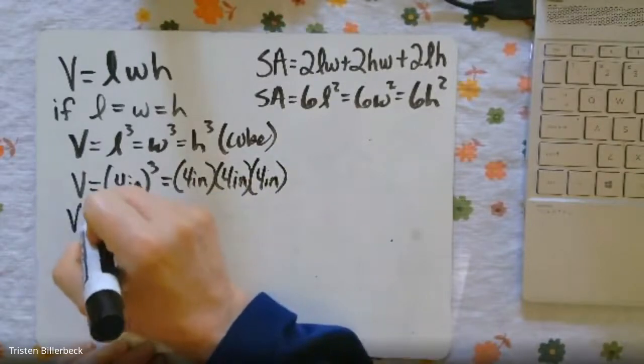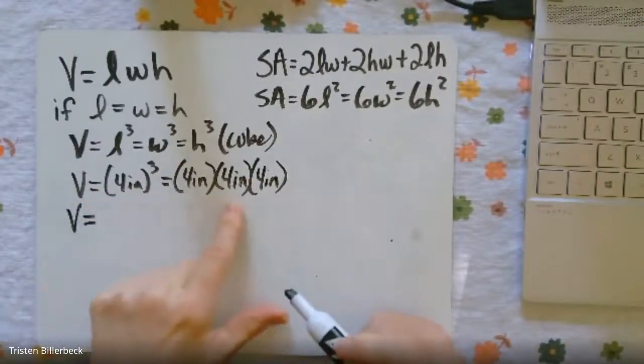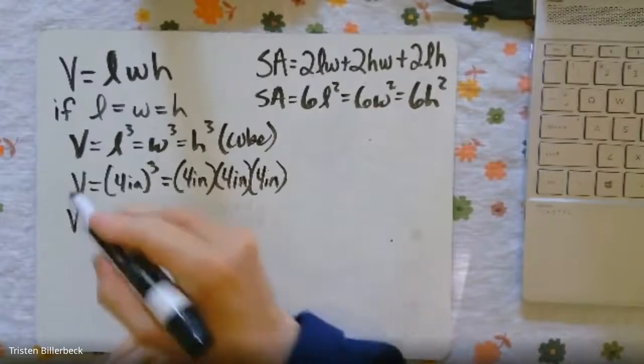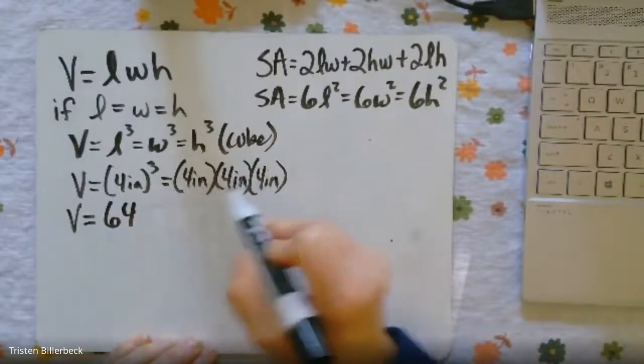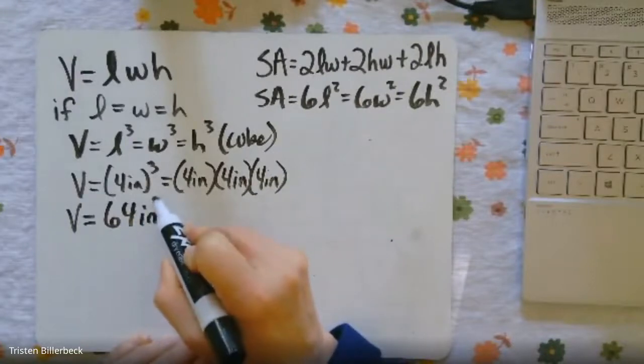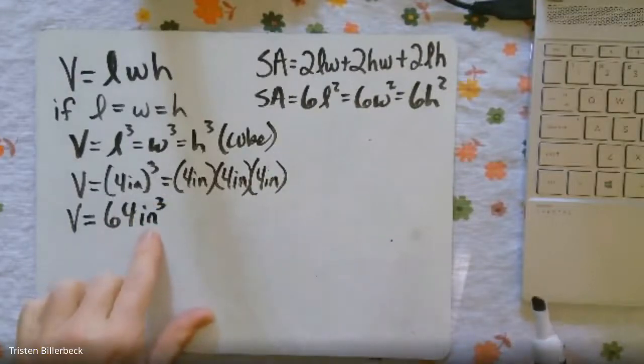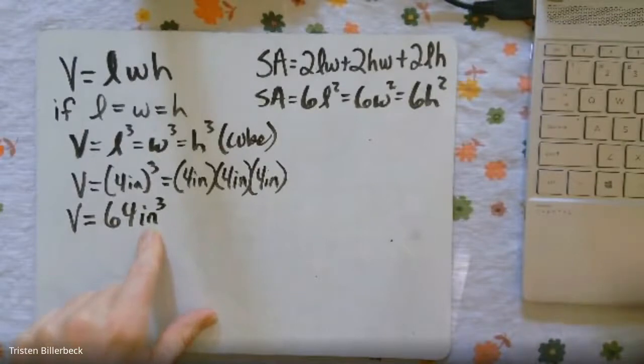So the volume then would be four times four is 16. 16 times four is 64, and then we have 1, 2, 3, so we have 3 inches. So for the units, we're going to put inches cubed.